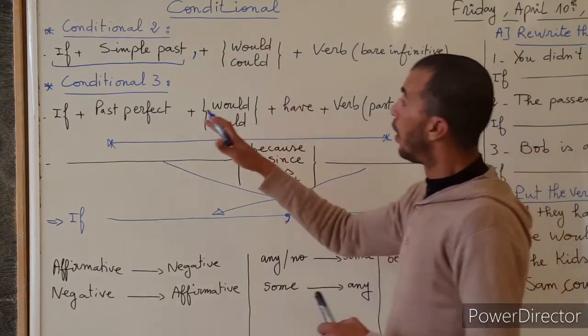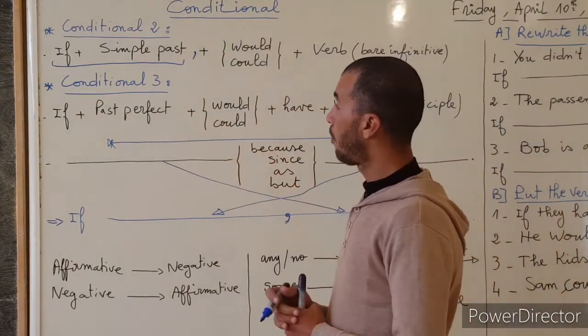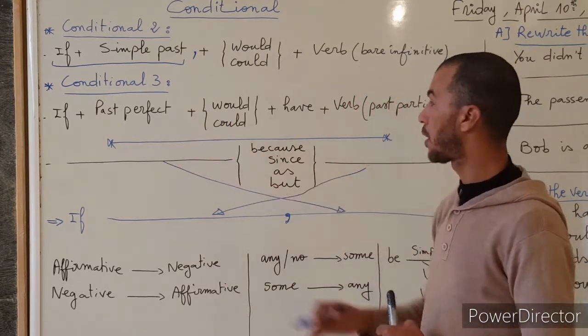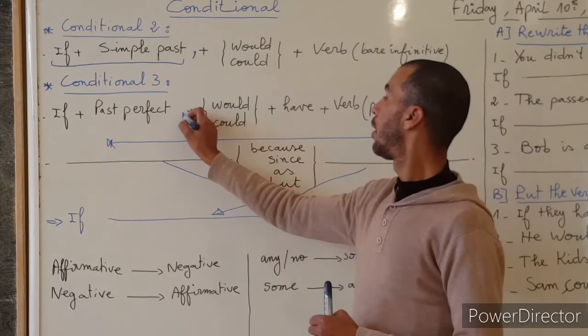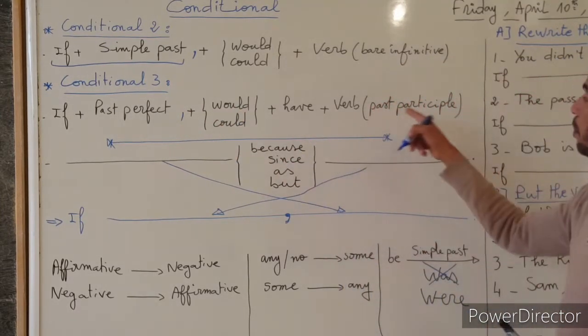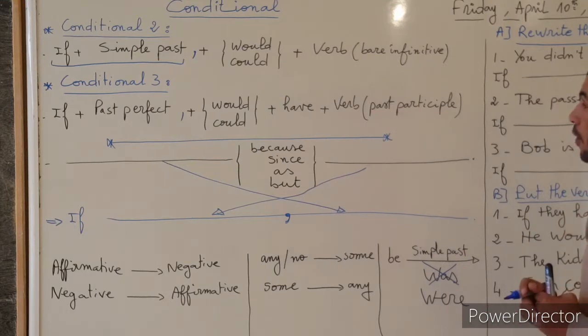For conditional 3, it's if plus past perfect, and again, this is the first part of the sentence, plus would or could, plus have, plus verb, past participle. Alright.